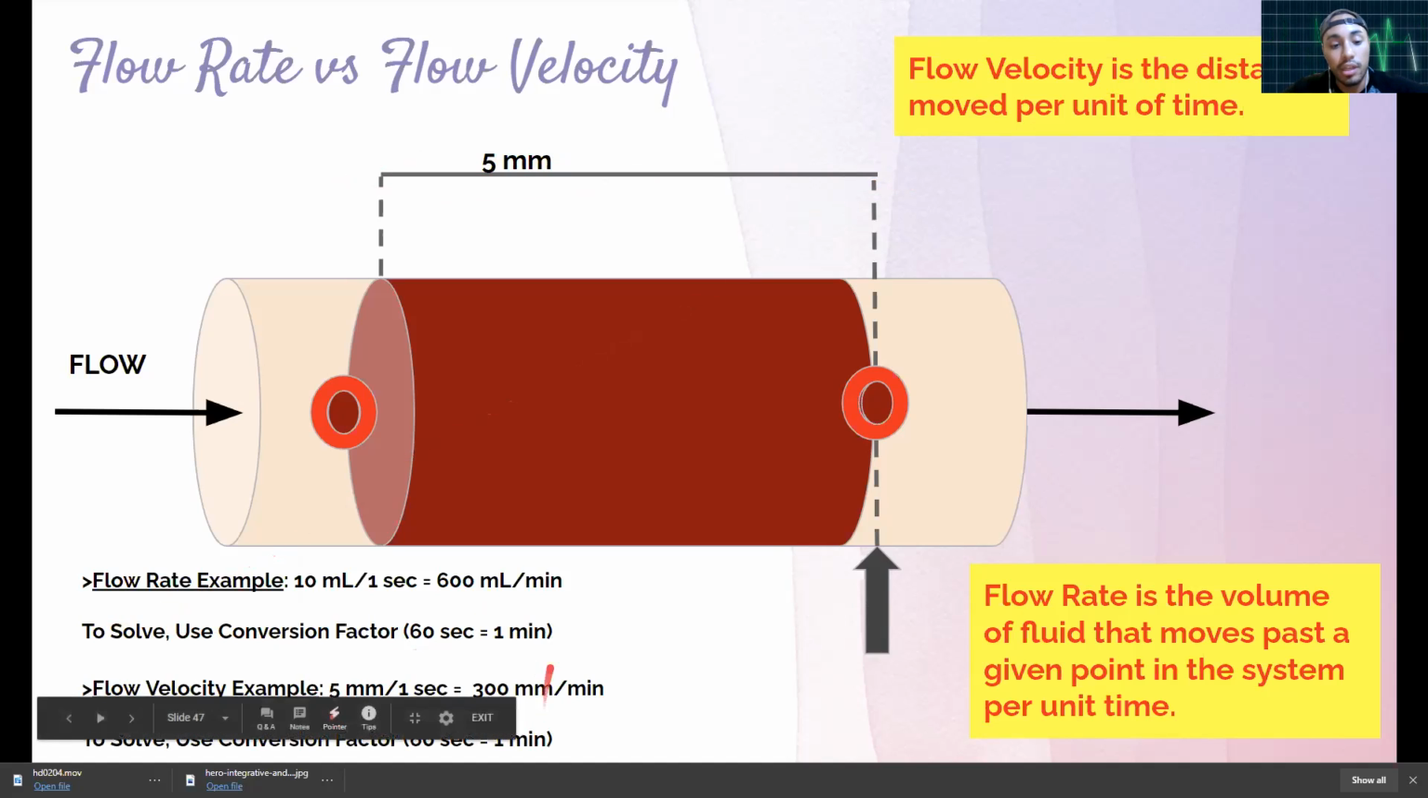And then I gave 2 examples here, and this is very simple. Just know the difference between the 2. It shouldn't be something that can trip you up. You should be able to get this pretty quickly.